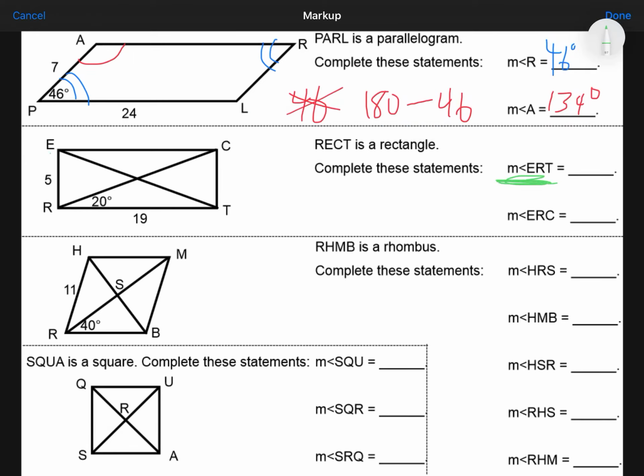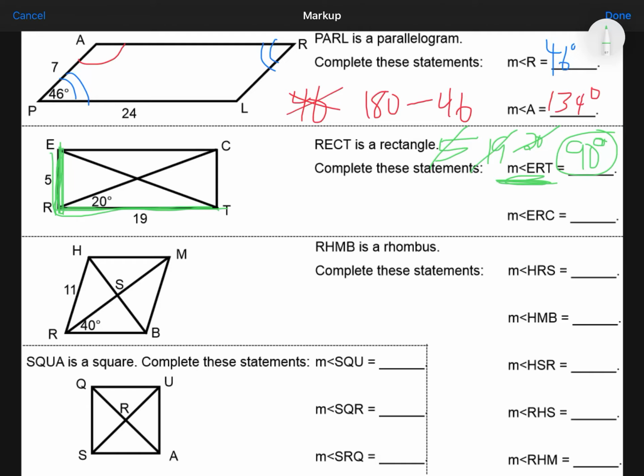Angle ERT, trace it. ERT. Oh, it traces over the 5 and the 19. So do I add them together and get 24? Nope, it has nothing to do with 5. It has nothing to do with 19. What do you know about this angle right here at corner R? It starts at E, goes to R, and goes to T. Not 5, not 19, not 20, but it's a right angle. It's a 90-degree angle. You've known that fact since you first learned about angles in grade school.